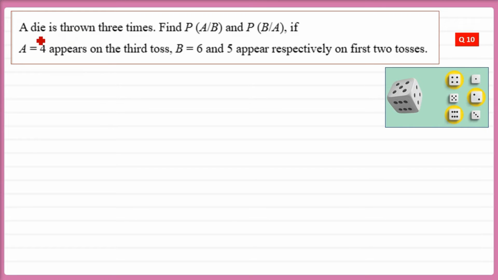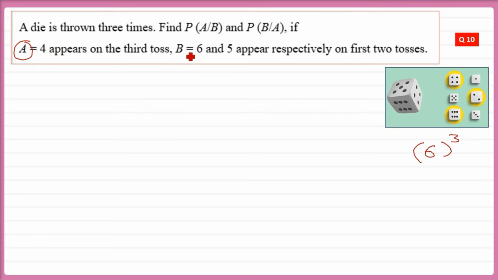If this question had come, we would have solved it in a similar way. So a die can give 6 possibilities, 1, 2, 3, 4, 5, 6. 6 possibilities can come, and it is being thrown 3 times, so 6 to the power 3. This is the sample space. I would not like to encourage you to write the whole sample space. It is not required here. P(A|B) and P(B|A) have to be found out.